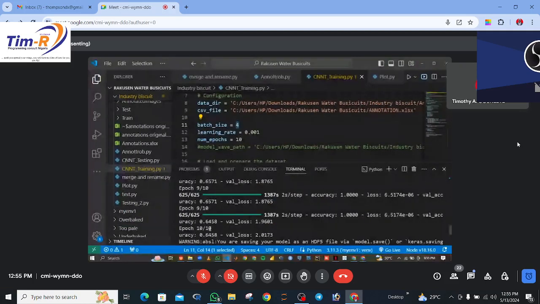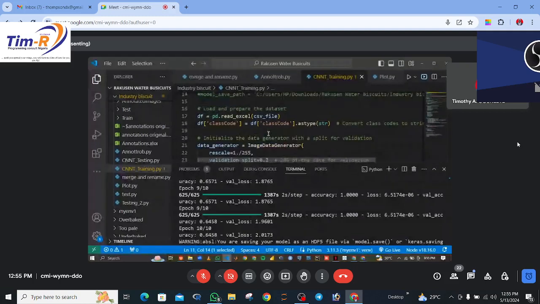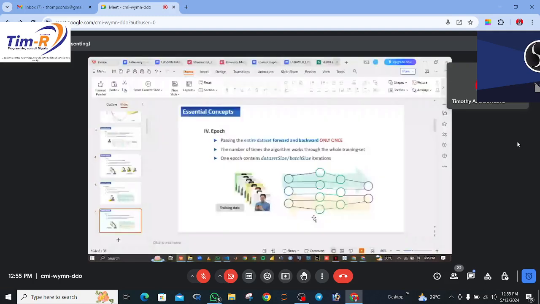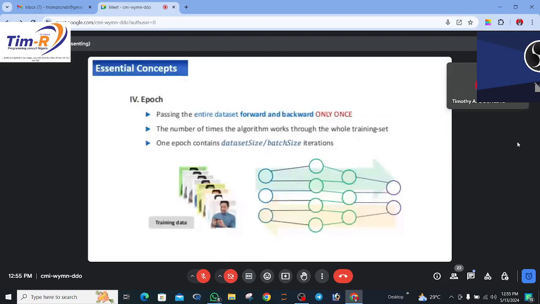So I'm just trying to show us something here. Now this is where I'm going. Let me put it back here. When we say epoch, epoch means that the architecture itself should go through the data set 10 times, if you define the number of epochs as 10. That means all the data should be fed into the architecture.